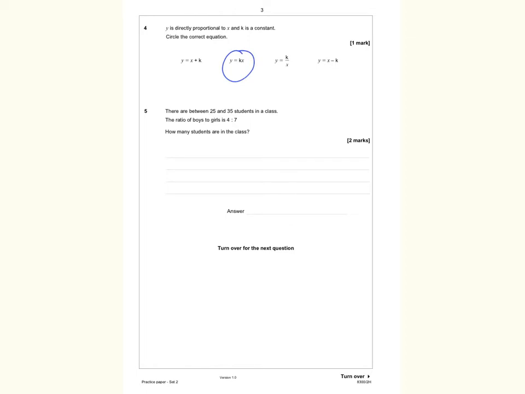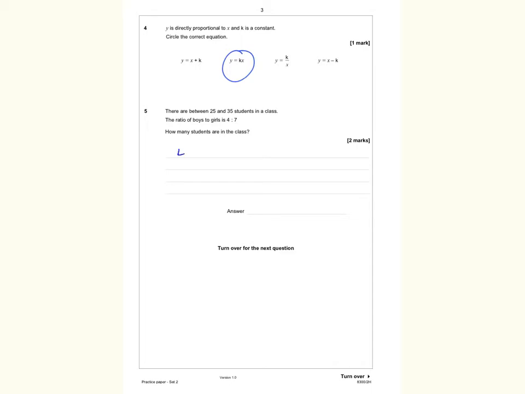Question number 5. There are between 25 and 35 students in a class. So between 25 and 35. The ratio of boys to girls is 4 to 7. How many students are in the class? Now here we have a ratio that has 11 parts when it's simplified, because 4 add 7 is 11. Now so we need to think about multiples of 11 and multiples of 11 that are between 25 and 35.